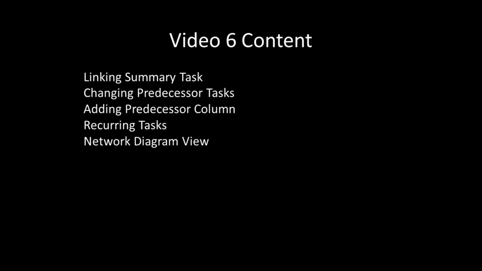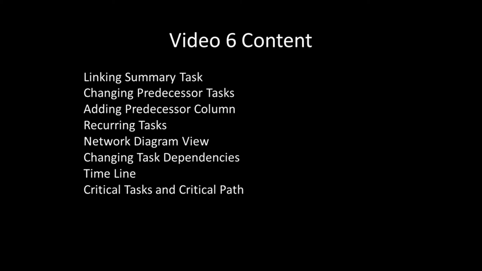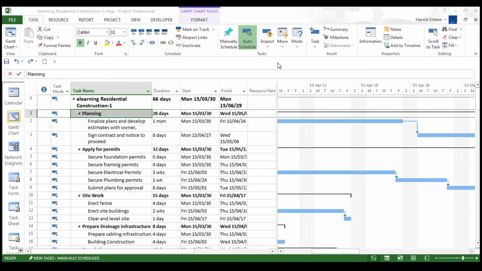In video 6 we're going to be covering the following: linking summary tasks, changing predecessor tasks, adding predecessor column, recurring tasks, network diagram view, changing task dependencies, working with the timeline, critical tasks and critical path, task types, and task constraints. Great, now that we've linked the subtasks together, it's time to go and connect all these summary tasks together to complete the schedule.